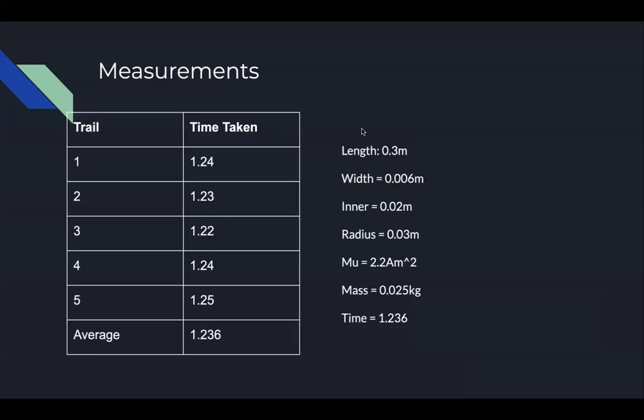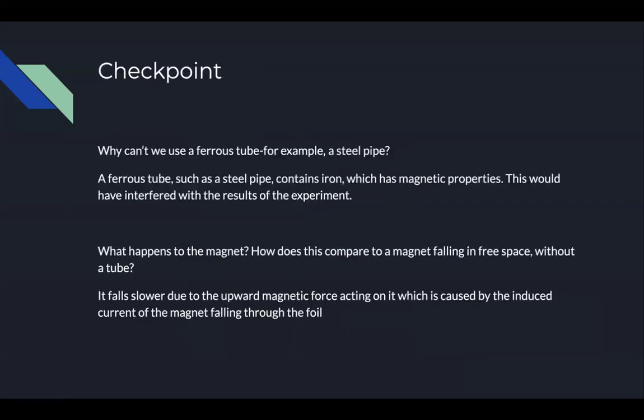Here we have the dimensions of the foil as well as the dimensions of the bar magnet. We also have the time taken to pass through the tube in all these different trials, and the average here.